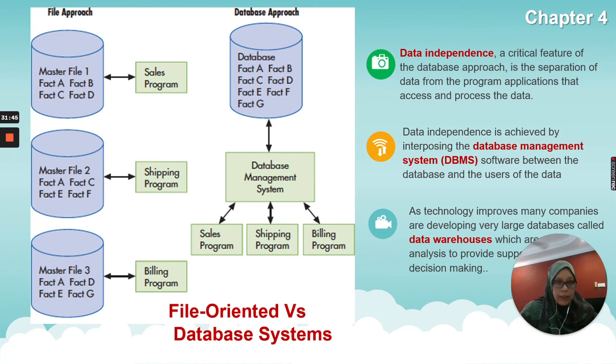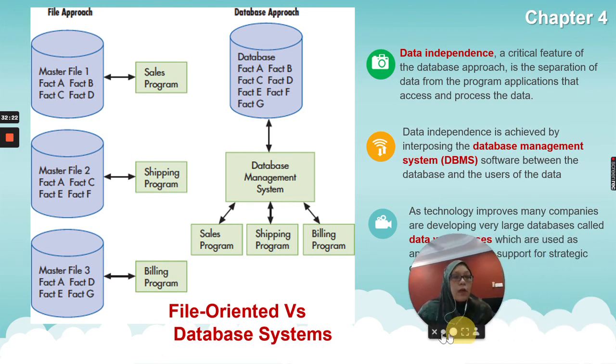Okay, and then they have database management in between. Okay, so if you refer here, database data, the data is independence. Okay, so this is one of the critical features of the database approach. So the separation of data from the program application that access and process the data. So they have independence of data, and then this data independence achieved by interposing the database management system software. So this is between the database with the users, with the program.